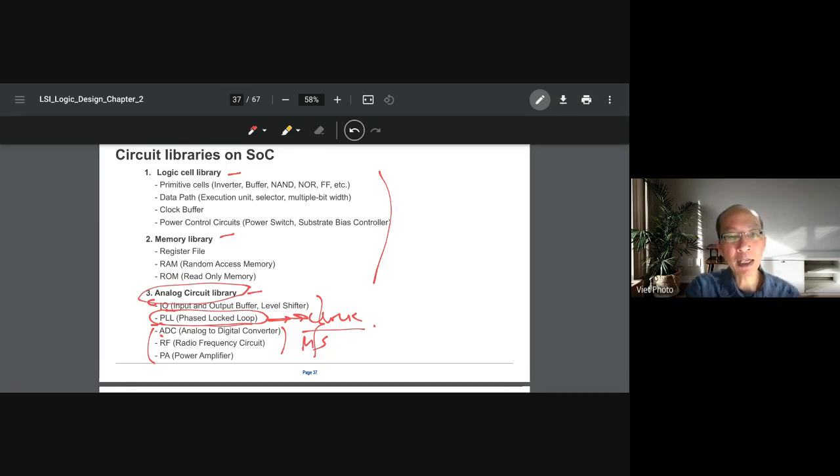But those are IO. IO here is the input output buffer, level shifter. Those things will be at the chip level, so you see that the name IO is input and output buffer. Our design is inside, right? So it needs to communicate with the outside world, which means it needs the buffer.